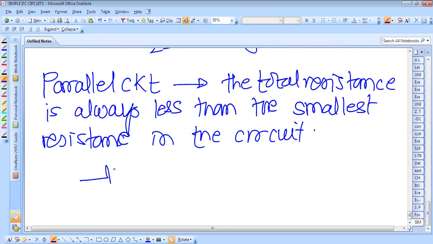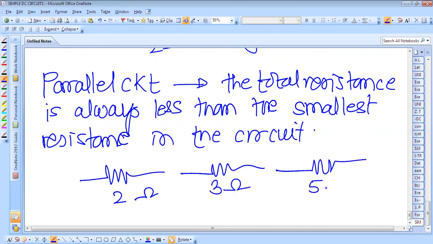Suppose again this is 2 ohm, 3 ohm, and 5 ohm. When you connect these resistances in parallel, the total resistance, that is the answer, is always less than the smallest resistance in the circuit. So if you connect these three resistances in parallel, your equivalent resistance is less than 2 ohm. When it is less than 2 ohm, it means your answer is correct. This is just for checking purposes. So in this way, series and parallel circuits.